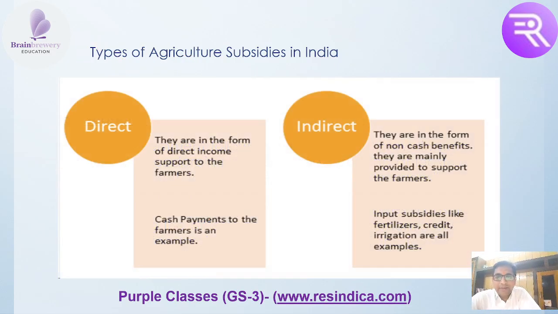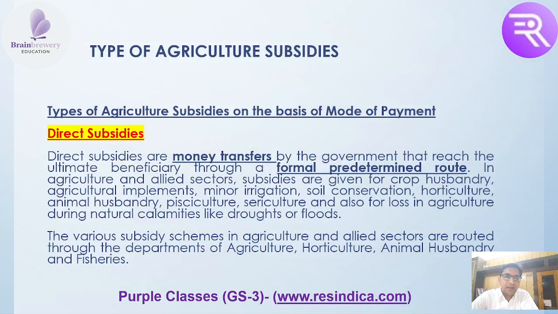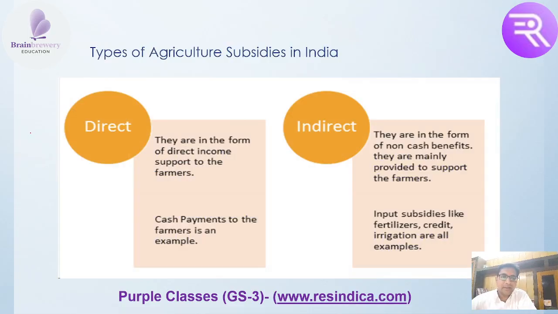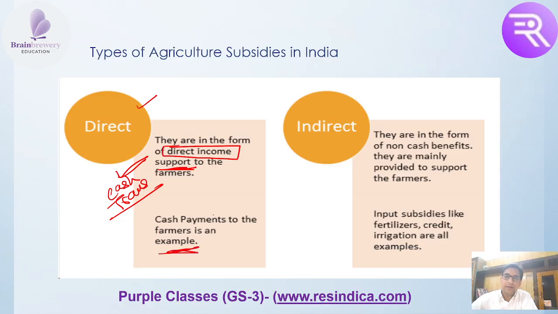Now, there are various types of subsidies. Direct subsidies and indirect subsidies are there. So we will be just seeing here in the direct subsidy, what we call it as direct income support to the farmer. Direct income, cash transfer they are getting, is an example, right?